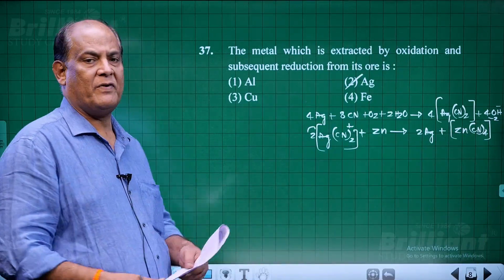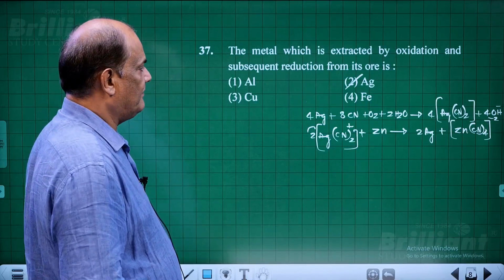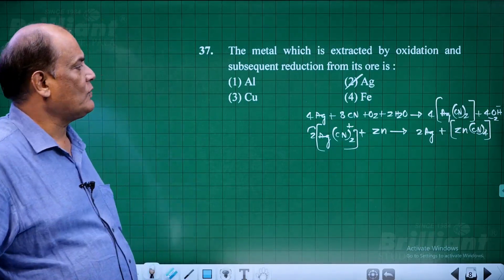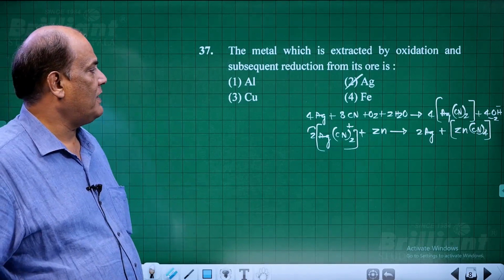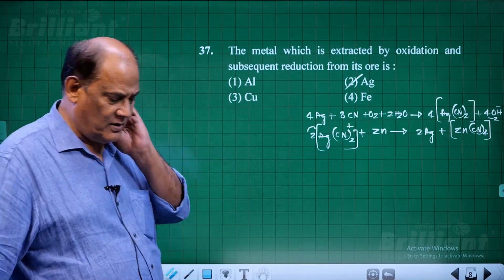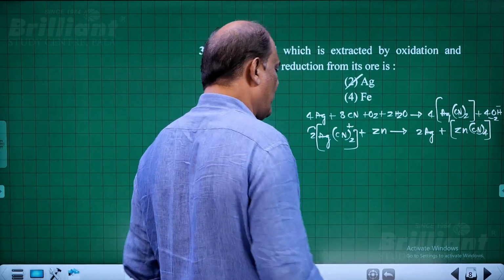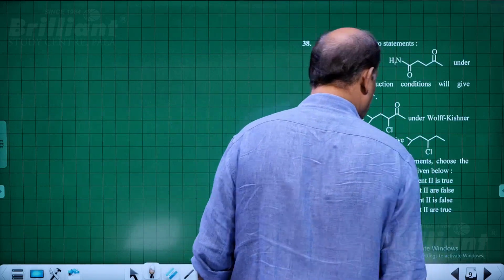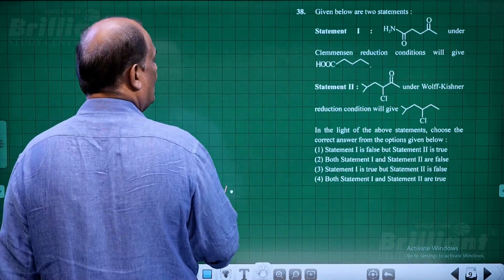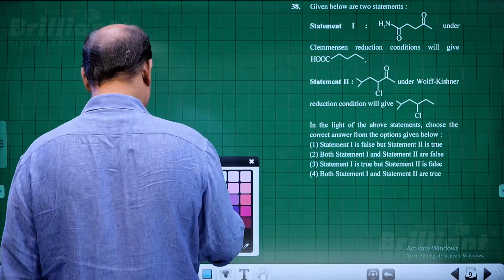So this equation we can easily explain. Silver: the metal which is extracted by oxidation and subsequent reduction from its ore is what? Silver. Right? This is only a by-heart question. It has no proper significance. Now this next one is very important. What he has given, you try to understand.